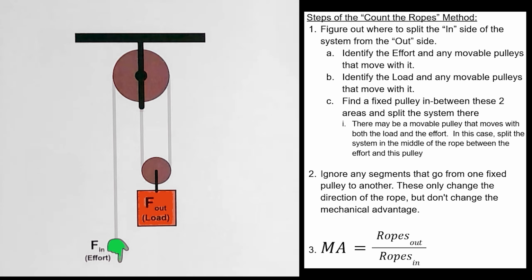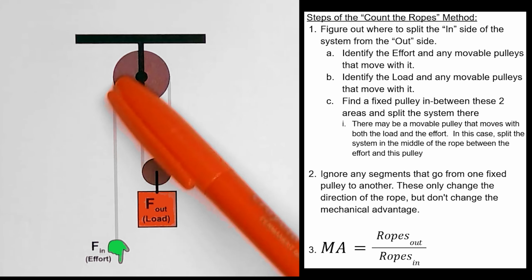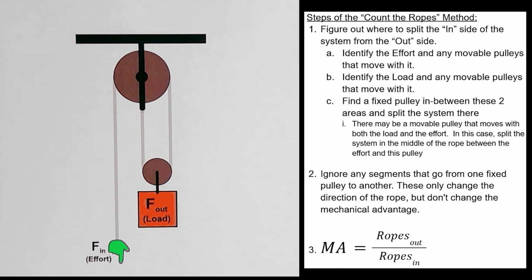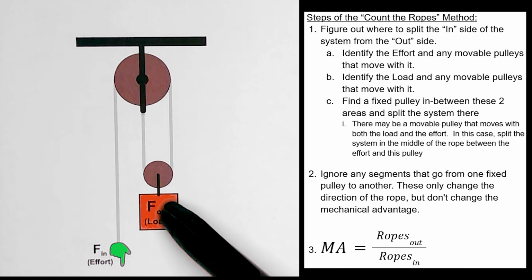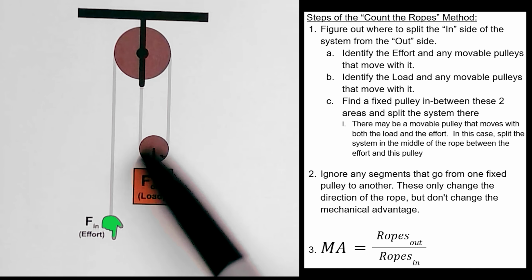So we're going to go through the steps. The first one is to identify the effort as well as any movable pulleys that move with it. So we've got the effort here. It goes straight to a fixed pulley, so no movable pulleys that move with it. Next, identify the load as well as any movable pulleys that move with it. All right, so we've got the load here, and this movable pulley goes with it.